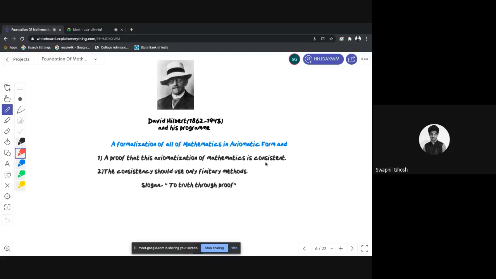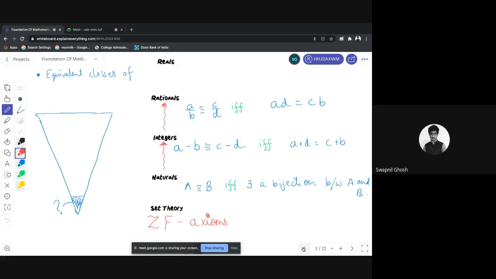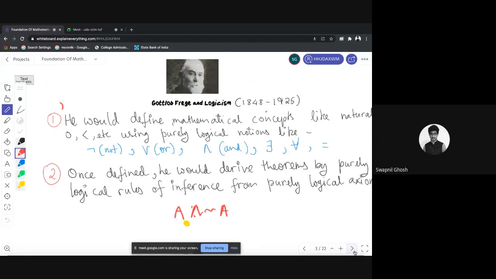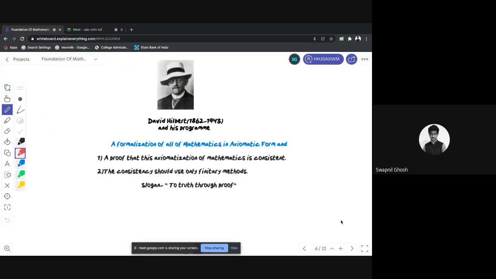Now, what do you mean by consistency? That is exactly what we are going to study next. His slogan was truth through proof. We saw how reals can all be boiled down to natural numbers, so Hilbert was happy enough if he could prove the consistency and completeness of natural numbers, or number theory, particularly the Peano axioms with which we construct number theory. If we could prove the consistency of these axioms, then he was happy. But then something went wrong. We'll come to that later.